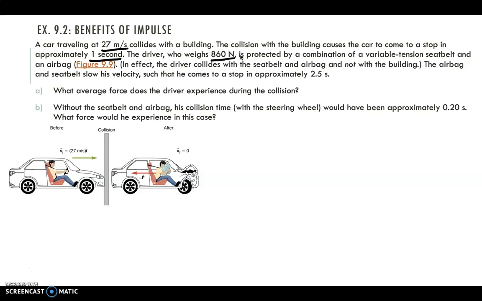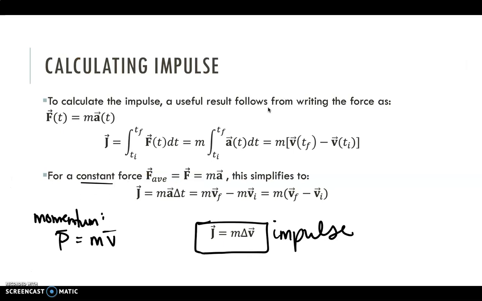So the airbag and seatbelt slow his velocity such that he comes to a stop in 2.5 seconds. The car might stop at 1 second, but he will continue to move forward until that seatbelt and airbag take effect. So the first question is, what average force does the driver experience during the collision? So we want to know F average.